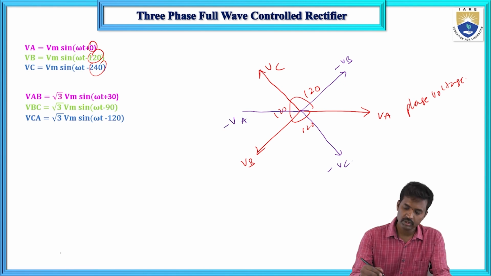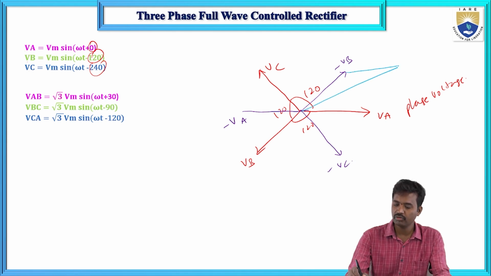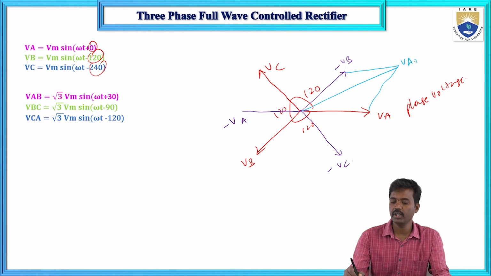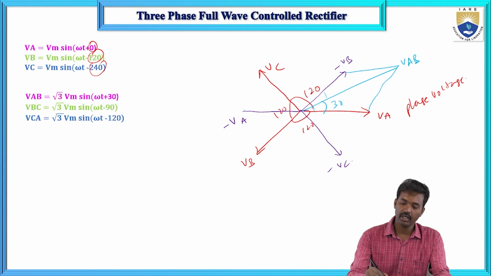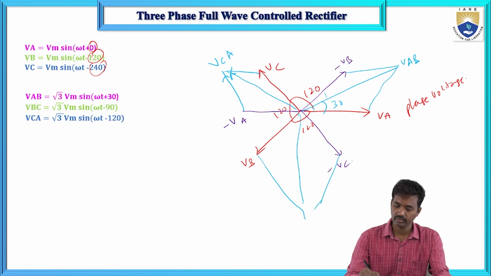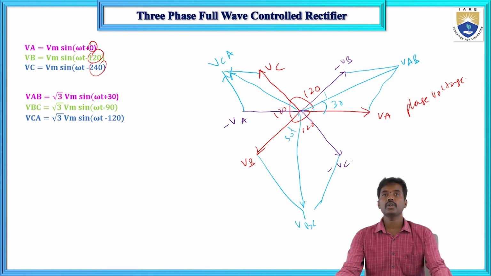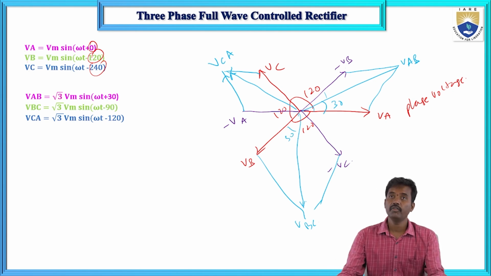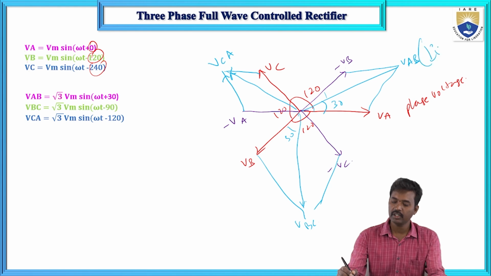This is VA minus VB, that is VAB, which is at 30 degrees. The total duration is 60 and 60, with 30 and 30 on either side. This is VAB, and next VCA, and the vector summation of these gives VBC, at 30 degrees. This is the vector diagram for the phase voltages, and these are the line voltages.